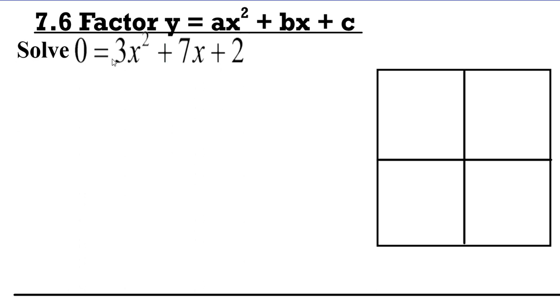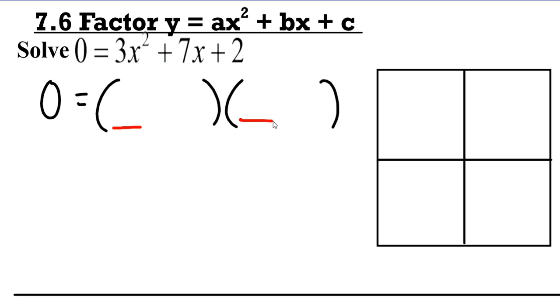If I want to solve this by factoring, I know that in this factored form, these first 2 items are going to multiply to make 3x squared. Well, the only way to get 3x squared is 3x and x. Now the last 2 terms need to multiply to be a positive 2. Because this multiplies to be a positive, both of these are either positive or both negative, but since the middle term is a positive, I know that these are both plus.